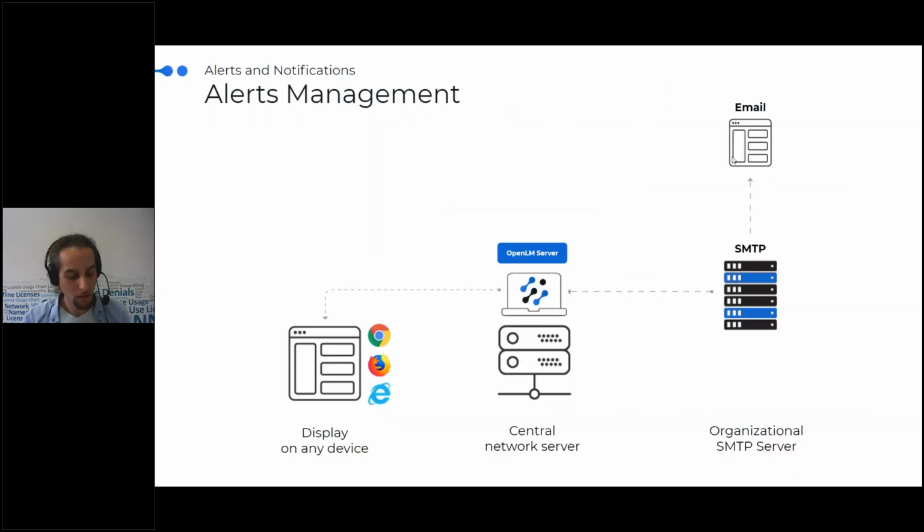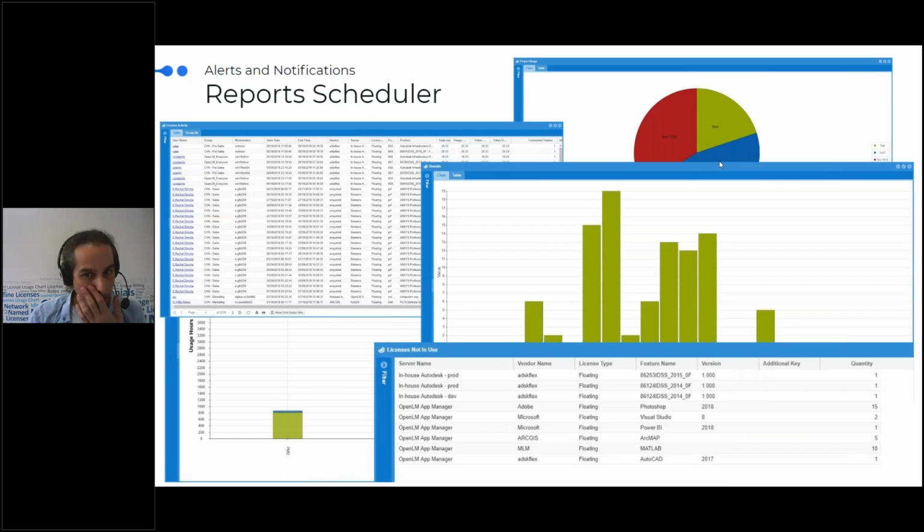Now, next way to automate OpenLM beside OpenLM notifying you on different conditions. You also want some proactive reporting. You want the reports to come to you. So you can schedule those reports. You can have those reports be sent to you like every day, every week, whatever you choose. For example, I need Autodesk license usage report of the last week every Monday on my desk, 8 a.m.